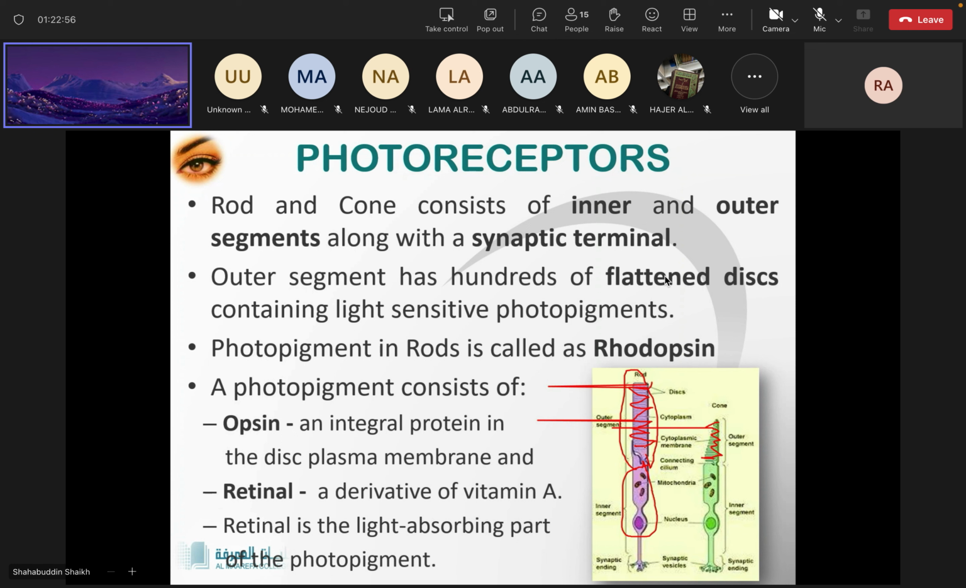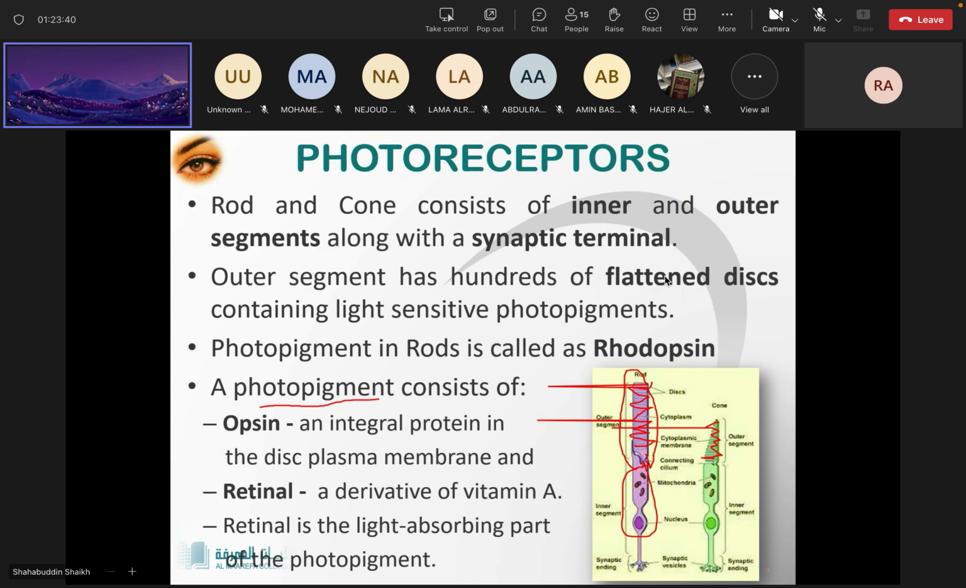This disc is to increase the surface area only. These many discs, folding of the cell membrane, here in cone shape, here in rod shape, folding of the cell membrane is increasing the surface area where a chemical is deposited. So more surface area means more chemical will be there. What is that chemical called? It is called photopigment. Can you remember this? Our receptor has got a place on the cell where a lot of chemical is deposited. That chemical responds to light, reacts to light. Therefore, it is called photopigment.